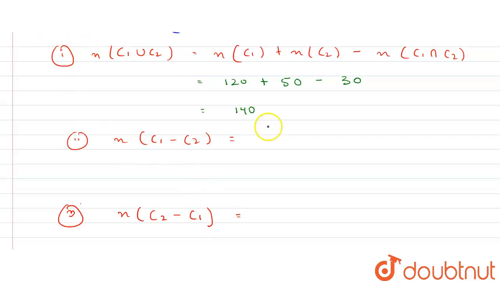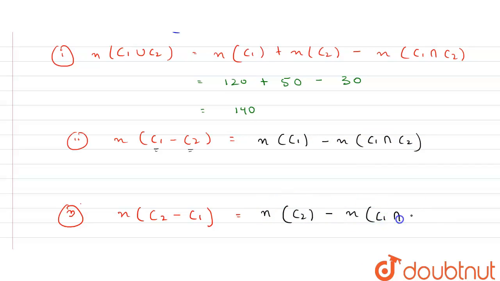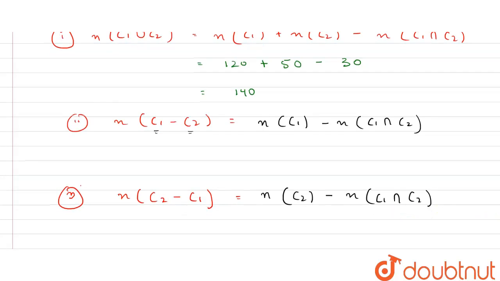Now we know a formula for this. We are talking about C1 but not including the elements of C2. So the number of elements in C1, and subtract their intersection. This will remove all the elements of C2 from C1. Similarly here, the number of elements in C2 minus the number of elements in their intersection. This will also remove all the elements.